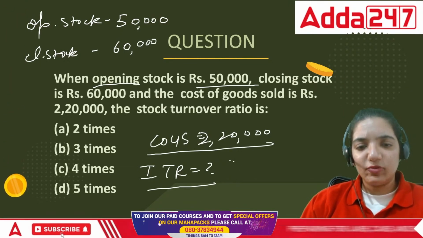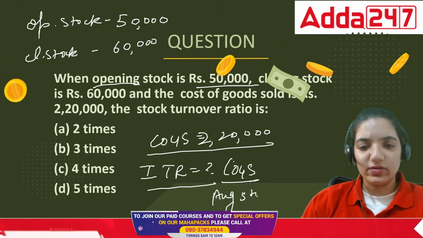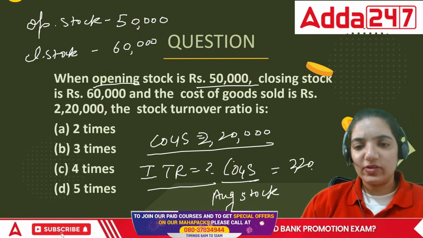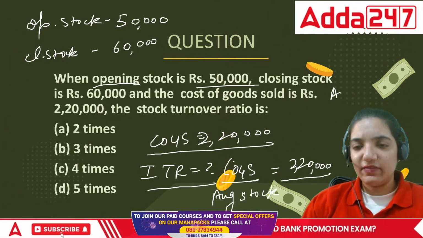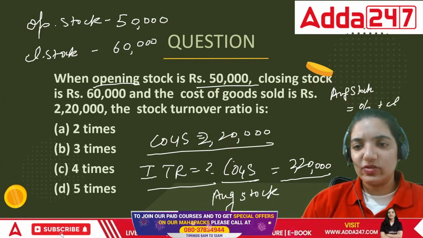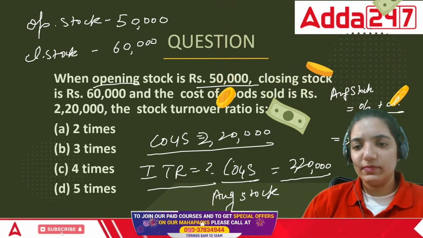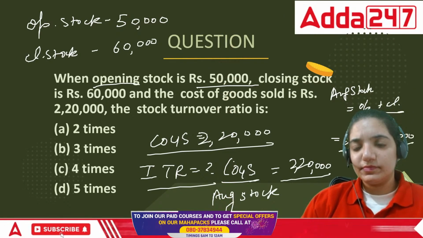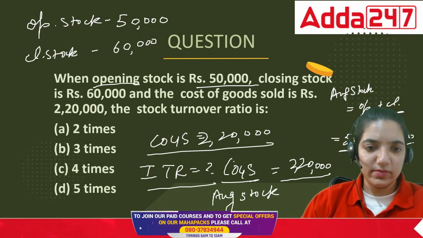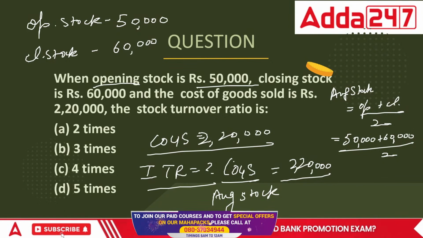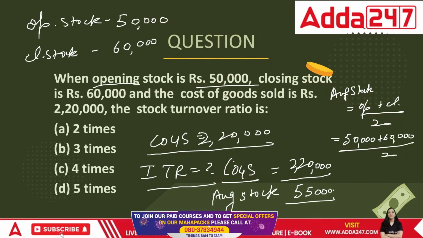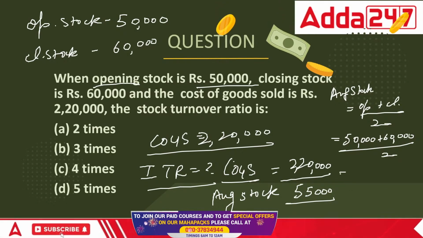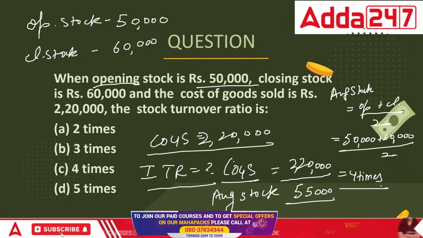In this case, the ITR would be COGS divided by average stock. How do we calculate it? Our COGS would be 2,20,000. Average stock is 50 plus 60 divided by 2. Writing it here everyone. Average stock is equal to opening plus closing divided by 2. That would be 50 plus 60 divided by 2. The answer will come out to be 55,000. So it's 2,20,000 divided by 55,000, giving us 4 times. The answer is 4 times.